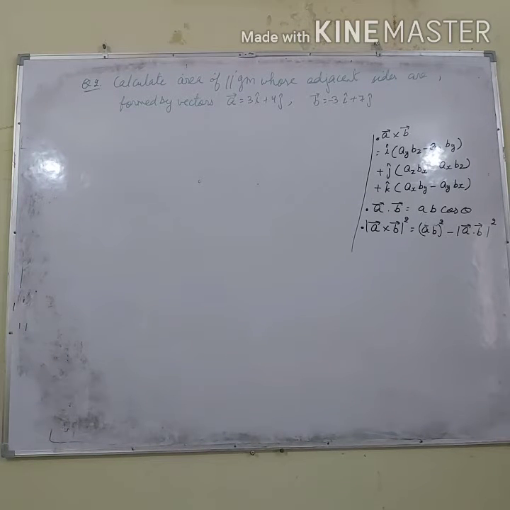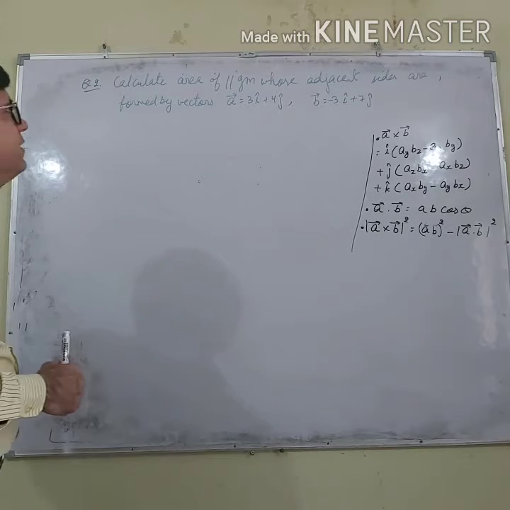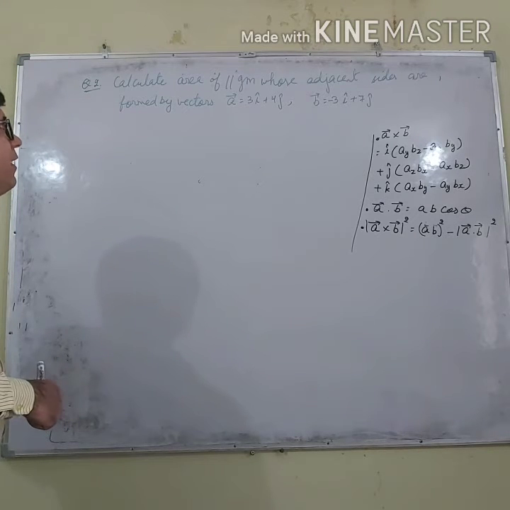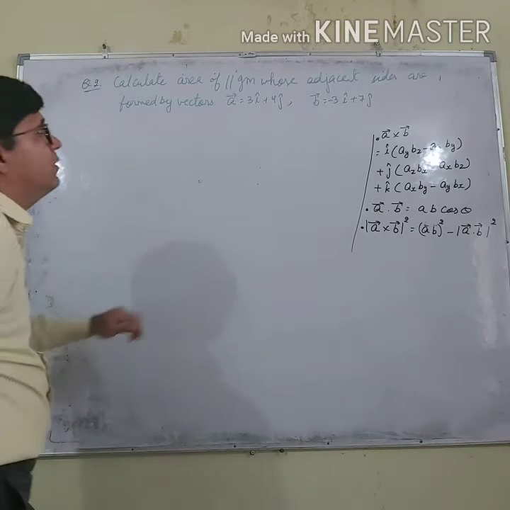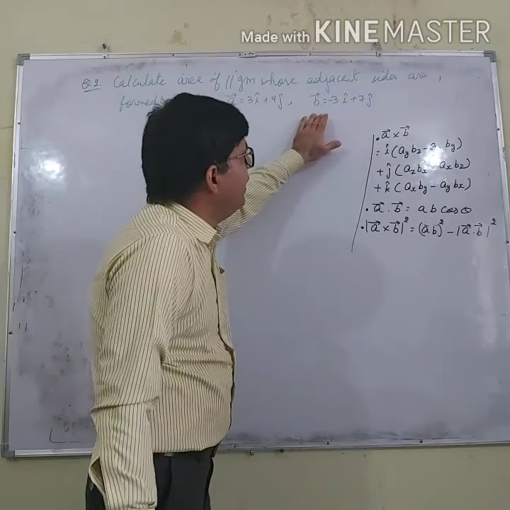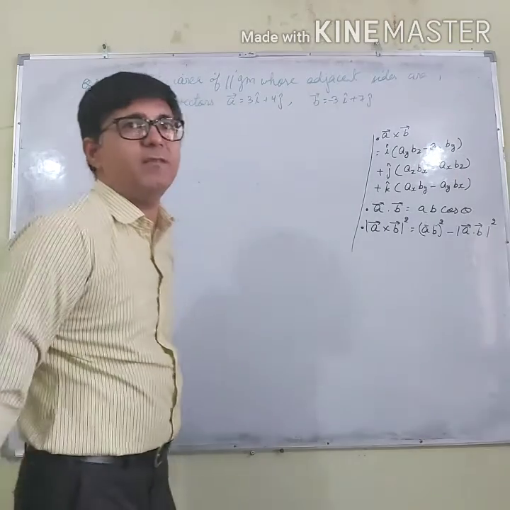Question 2 is on the board. Calculate the area of the parallelogram whose adjacent sides are formed by the vectors A equals 3i plus 4j and B equals minus 3i plus 7j.